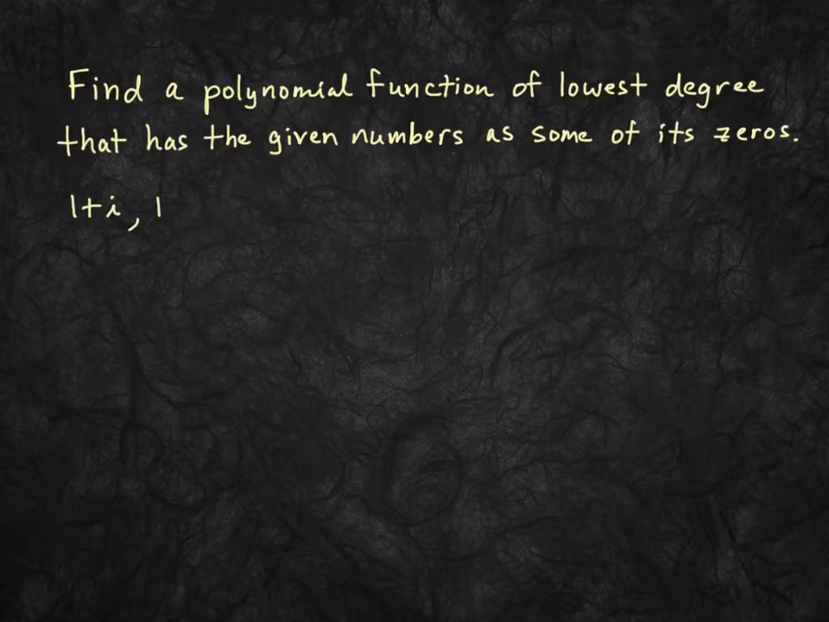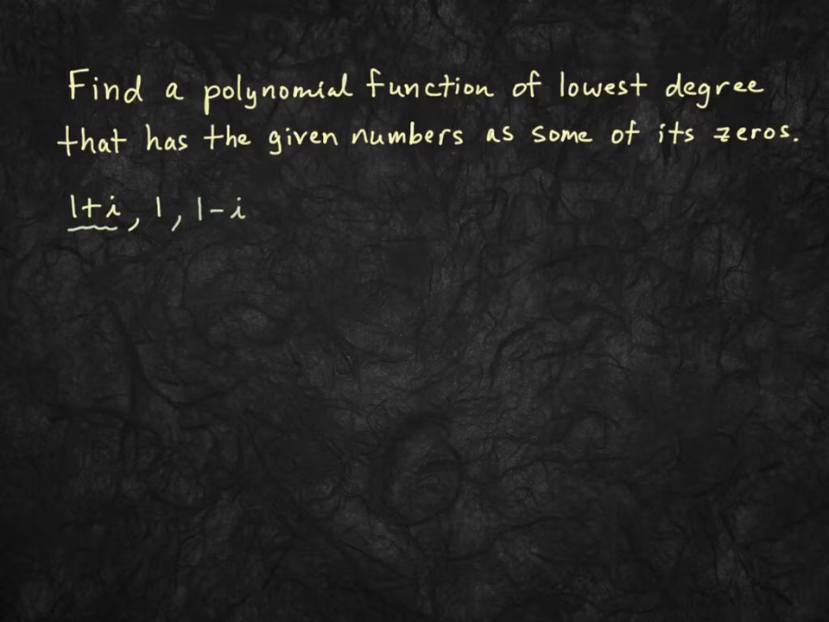Okay, so it says find a polynomial function of lowest degree that has the given numbers as zeros. So one thing we know is, hold on, let me change colors here. If 1 plus i is a zero, we know that complex zeros come in pairs, so that means 1 minus i is also a zero.